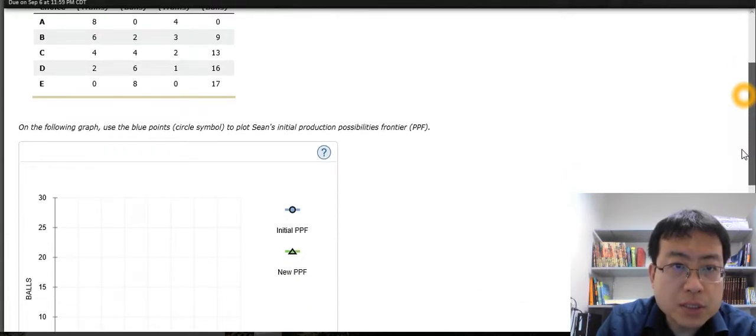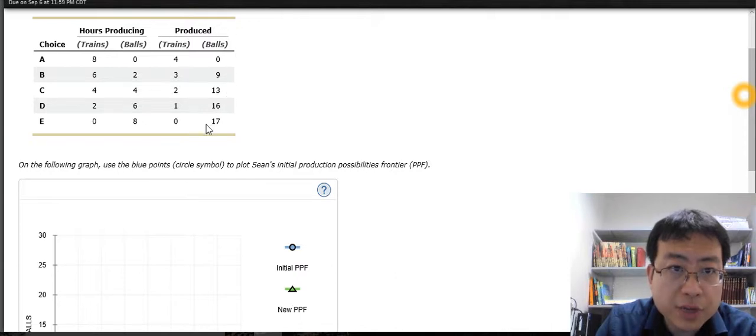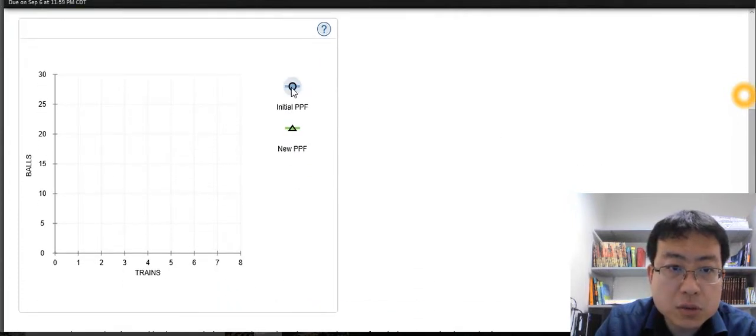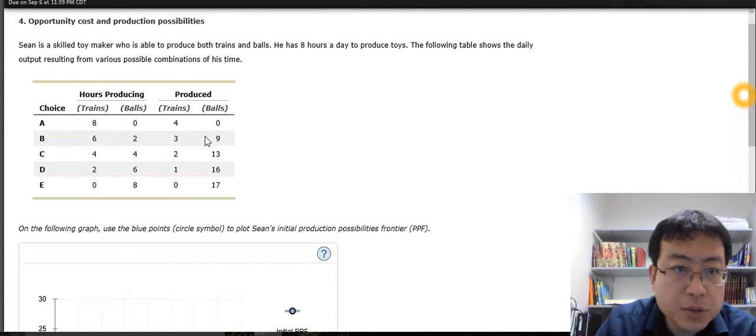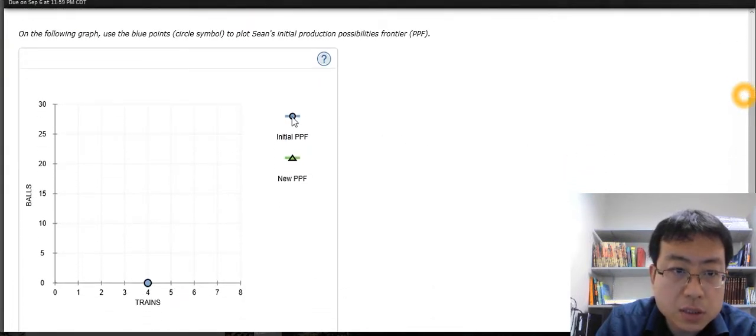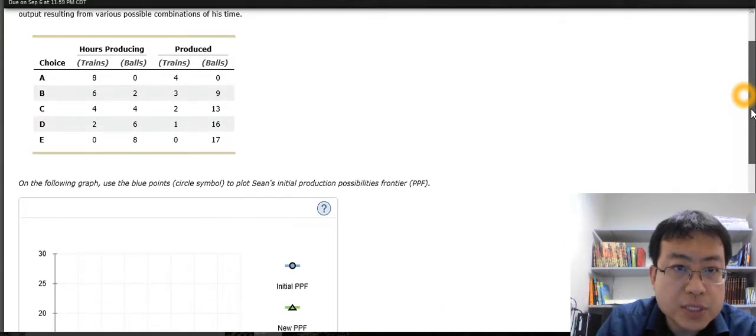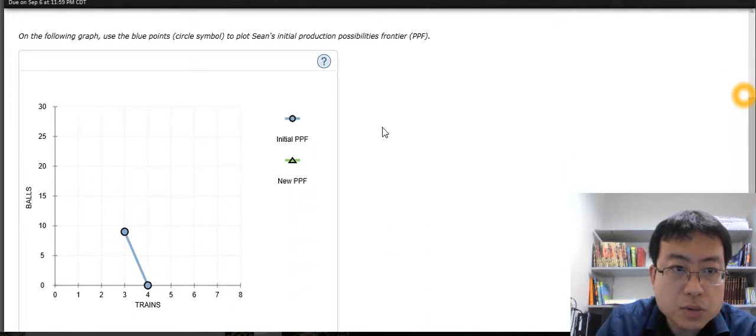Now, to graph the points, we need to use the produce table over here. So the number of trains he can produce and number of balls he can produce. So the first point, point A, he can produce 4 trains and 0 balls. So the first point, 4 trains, it's going to be 4 and 0. So that's the first point. And then second point, it's going to be 3 trains and 9 balls. So let's go down. So we're going to have 3 trains, 9 balls. Okay, now next one we're gonna have 2 trains and 13 balls. So 2 trains and 13.